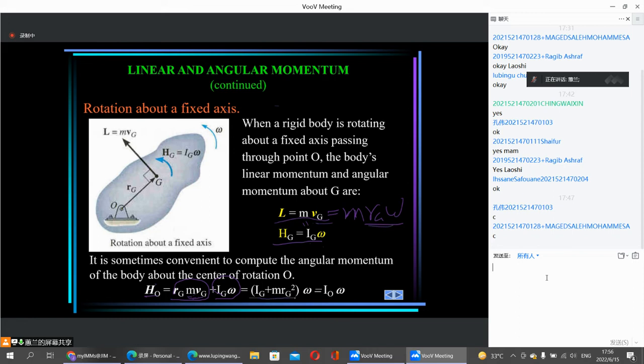And here m vG, we know vG equals rG omega. So again we have IG plus m rG squared. We can apply the parallel axis theorem. This is actually the moment of inertia about the rotation center. So we have HO equal to I omega. If you need to calculate the angular momentum, you can do it about any point, and you can just use the momentum diagram.